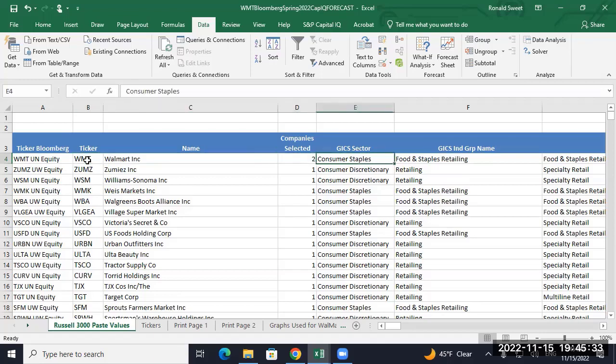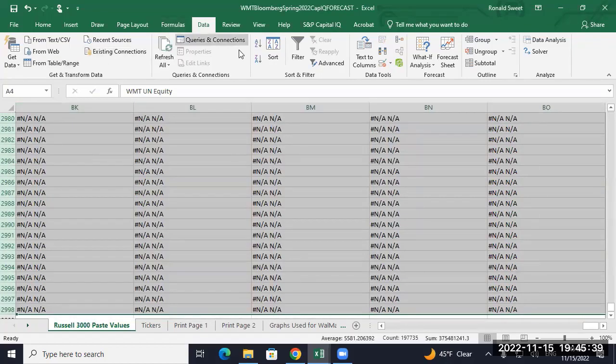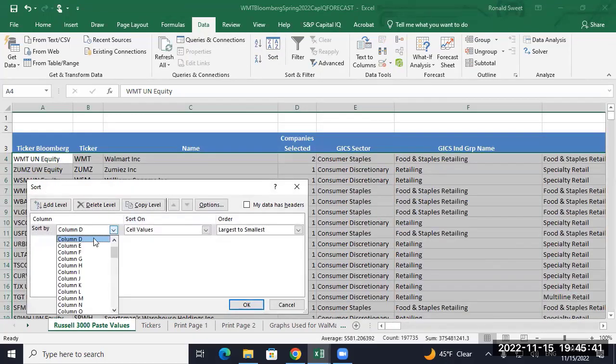So here's my consumer staples and consumer discretionary. I still don't know why I did column D. Sorry, guys, I'm talking and y'all should stop me next time.